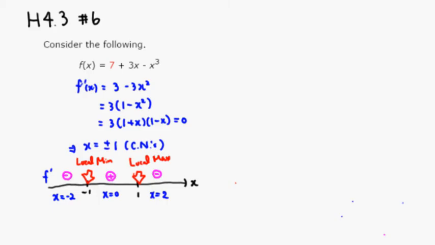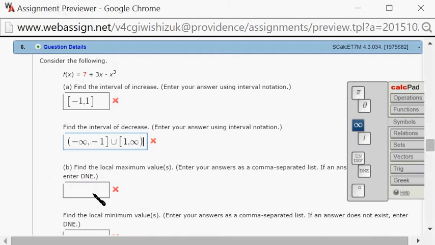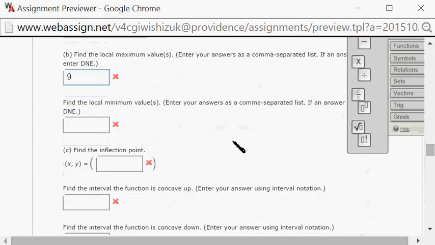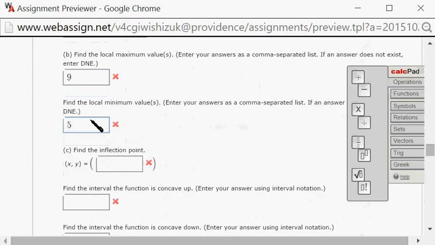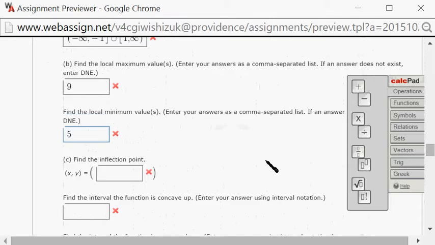So we have to find the corresponding function values. f of -1 is 7 plus 3 times -1, so 7 minus 3 is 4, minus -1 cubed, so it's going to be 5. And f of 1 would be 7 plus 3, so 10, minus 1, so that would be 9. So the local minimum is 5 and the local maximum is 9. So that's that.